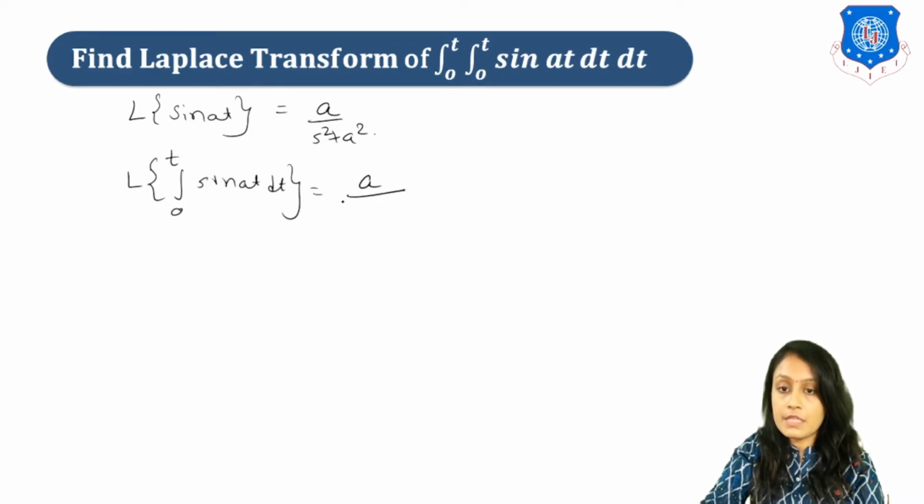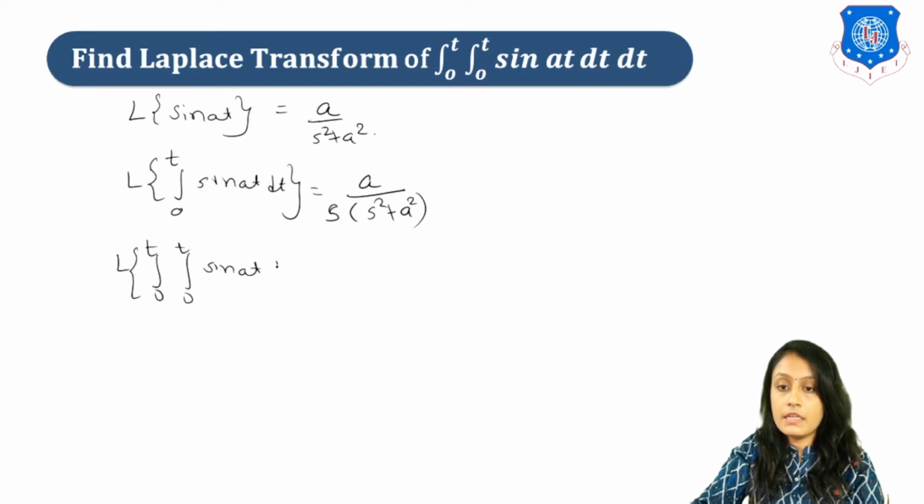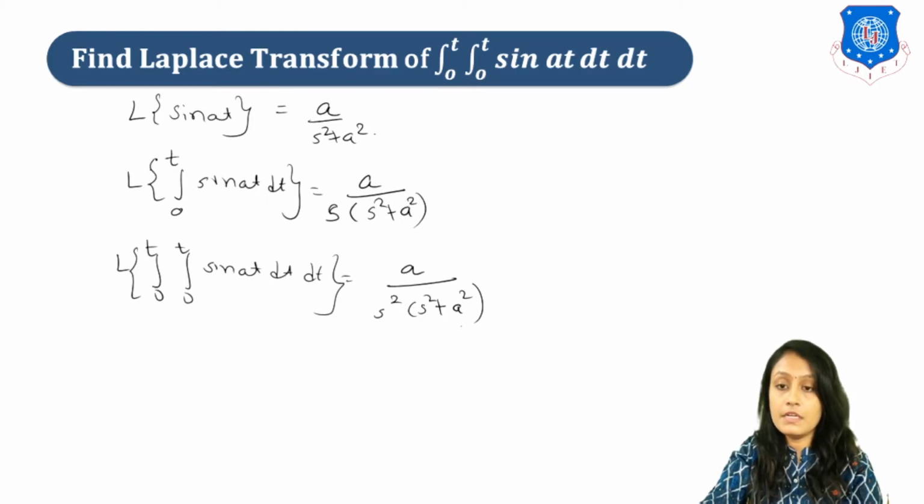So here we have c. Okay, so just divide it by s. So here we will get s square plus a square. Okay, now again we need one more integration, so 0 to t sin at dt, correct? So we have to divide it by s. So this is a upon s square plus a square. Okay, so whenever integration is present, we have to just divide it by s, so you will get the answer.